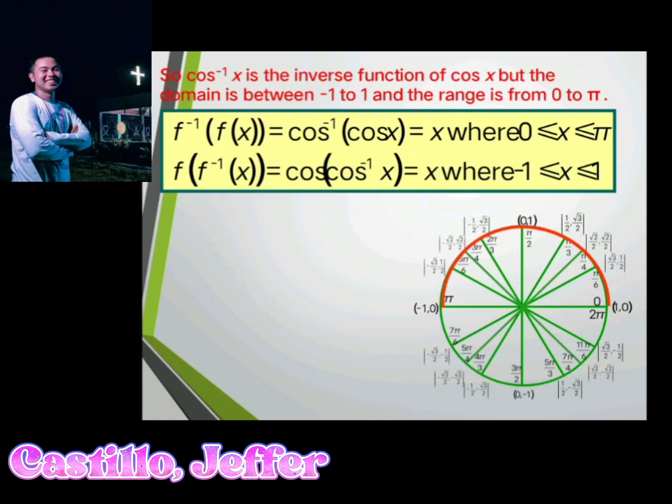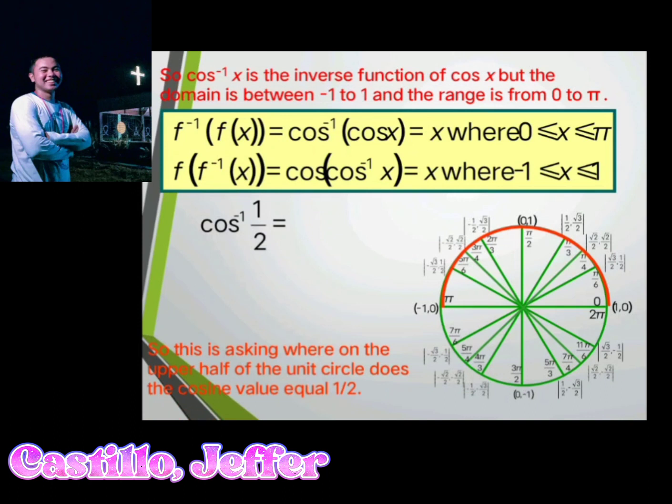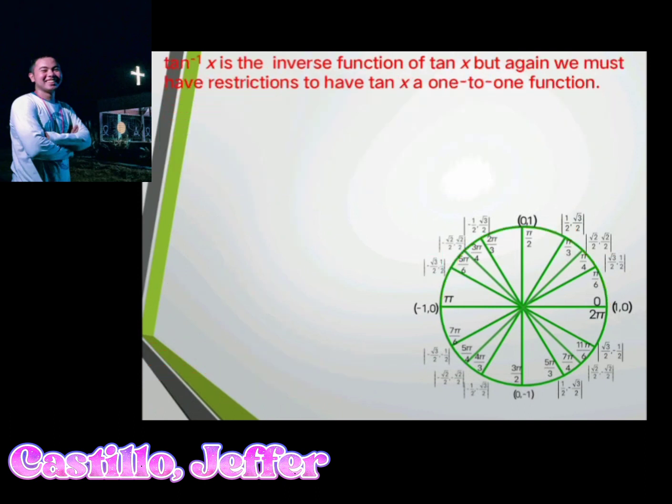So f of f inverse x is equal to cosine of cosine inverse x is equal to x, where negative 1 is less than or equal to x less than or equal to 1. And for cosine inverse of 1 half is equal to, this is asking where on the upper half of the unit circle does the cosine value equal 1 half. So we're going to look at the unit circle to see what is the value of 1 half, and we have pi over 3. And when we look for cosine inverse with the absolute value of square root of 3 over 2, we will have an answer that is pi over 6.